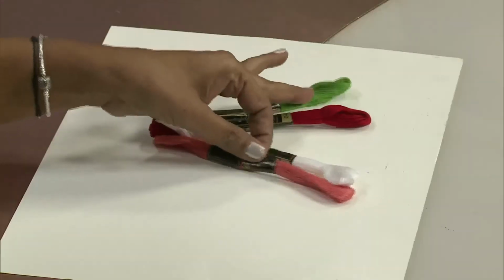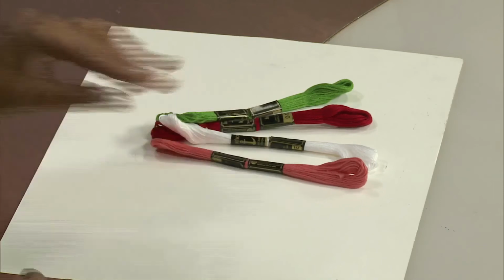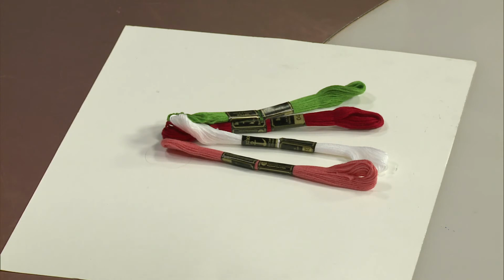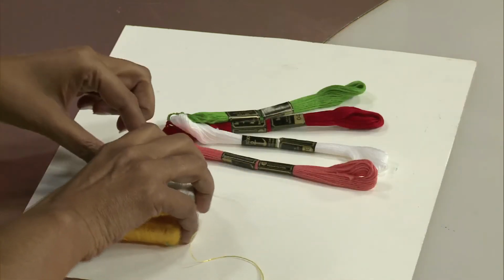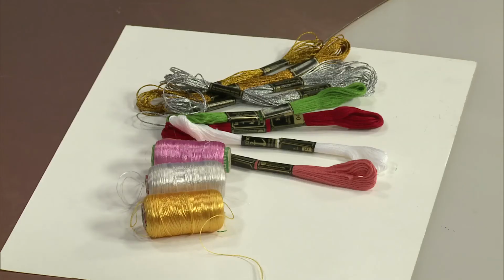Another important material that is required for embroidery is the embroidery thread. The texture of the embroidery depends upon the kind of thread used. Embroidery thread is yarn that is manufactured or hand spun specifically for embroidery and other forms of needlework. There are a variety of threads available in the market. As you can see, we have cotton embroidery threads, silk floss, silk threads and metallic threads. Use the type of thread or weight that looks best or has the effect you want to achieve in your embroidery.